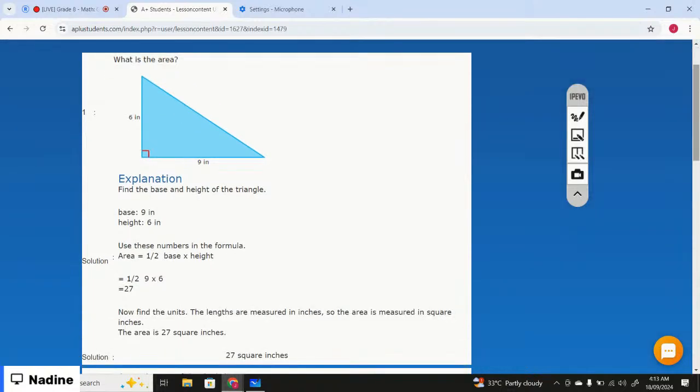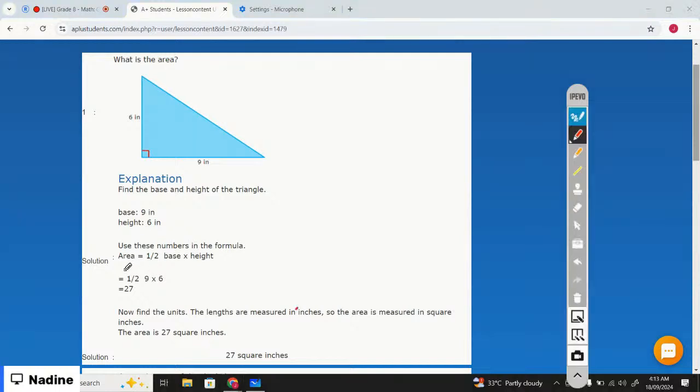What is the area? The area of a triangle is area equals half times base times height. This is the base, this is the height. So you have to do half times 9 times 6, right? 9 times 6 is 54 and 54 divided by 2 is 27. So the correct option is 27.